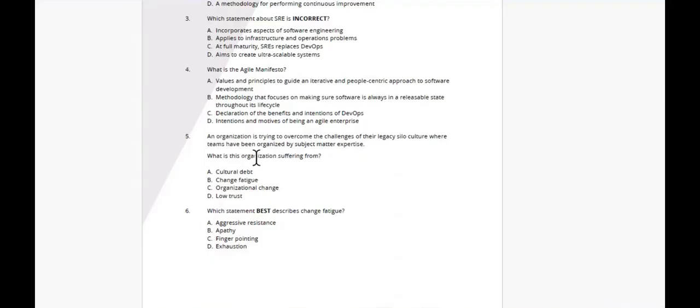what would I look for in this case. Legacy silo culture maybe is a keyword. So you might have to hunt around for that. Let me see what the answer is. They say it's B, change fatigue. Yeah, I'm not sure I get that, but wait a minute. This is question 5, right? 5 is A. I read the wrong question. Cultural debt. Yeah, so that's what I would have guessed. 5A. Okay, good. Question 6.